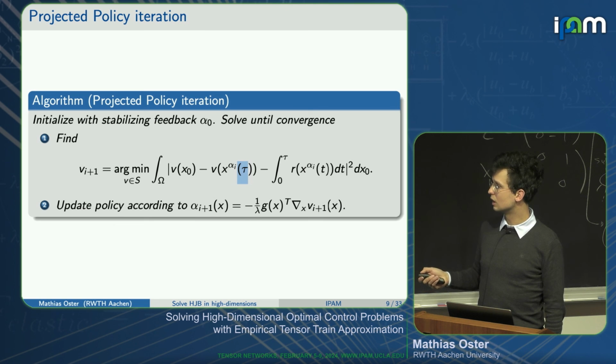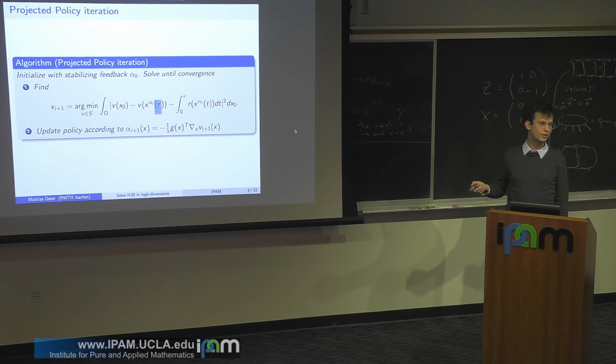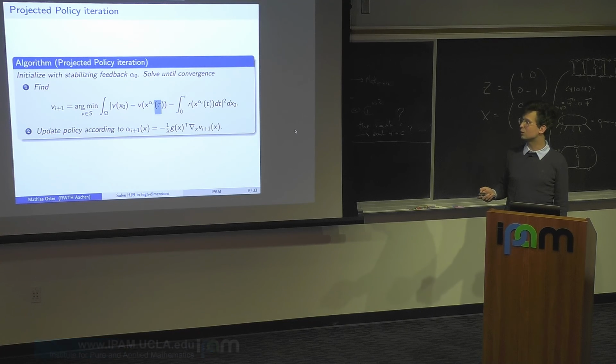And then you need to update your policy, and if the ansatz space that you're using, the model class, allows for a nice evaluation of the gradient, then this is a very efficient step to take. And tensor trains are very nice for this part, because you can evaluate the gradient very easily. So now the only question is how to solve this least squares problem here.